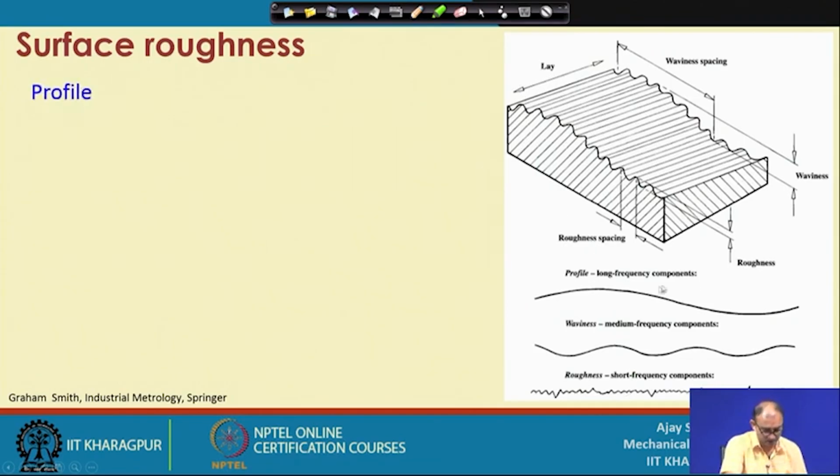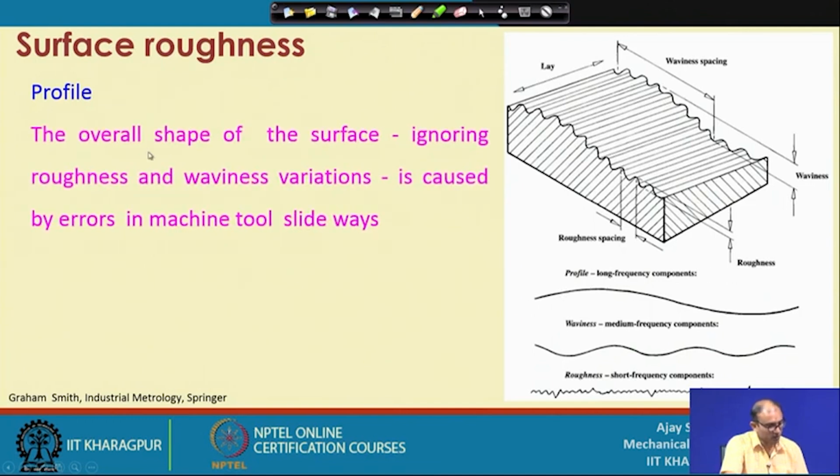And the third one is the profile component. So, this is the profile. So, what is that? The profile is the overall shape of the surface ignoring the roughness and waviness variation. So, it is mostly caused by the machine tool slide, because this is a very long wave. So, you cannot get the same thing by this type of roughness, or by the waviness either.